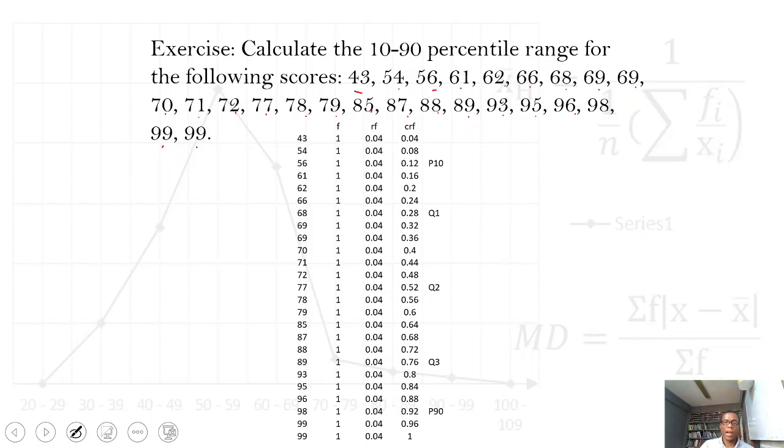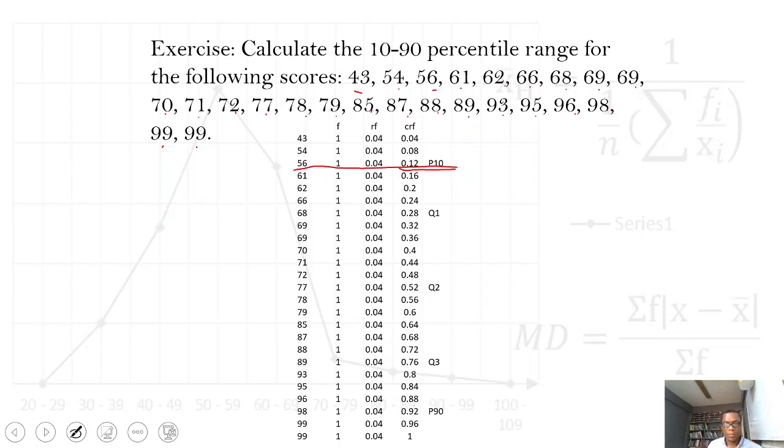column. Now, having done that, we will see that our 10th percentile, our P10, falls here, because the second value, 54, accounts for up to 0.08, or say up to 8%. Now we're looking for the 10th percentile. So the 10th percentile in this case will be 56.